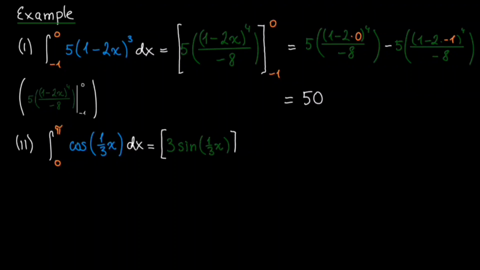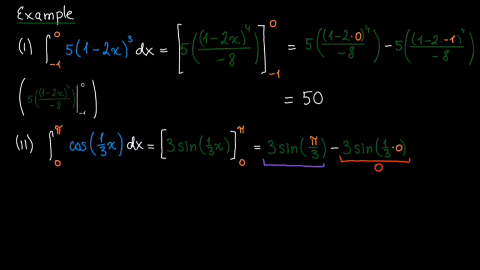Then you put your square brackets, and on the right-hand side, you write your lower and upper bounds. After that, first you have to plug in the upper bound. So we get 3 sine of pi over 3 minus 3 sine 1/3 times 0. This right here is basically 3 sine of 0, and we know sine of 0 is just 0, so this entire part just becomes 0.